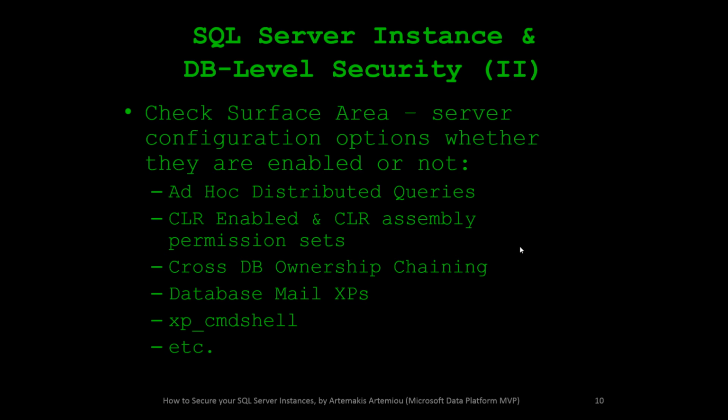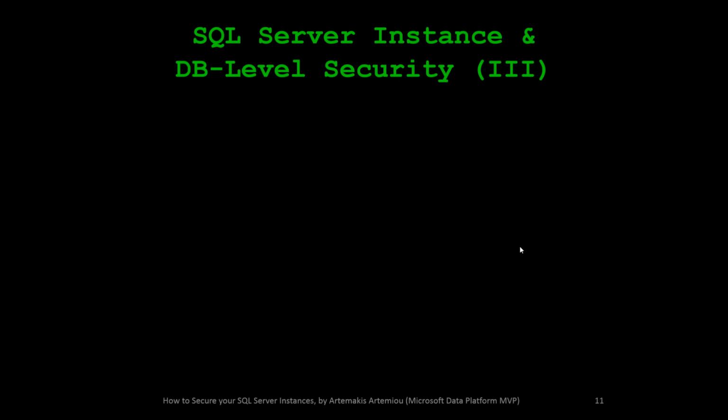Then you need to check the surface area of SQL Server. That is server configuration options, whether they're enabled or not. For example, you need to check if ad hoc distributed queries is enabled or not, CLR enabled, and if it is enabled, then the CLR assembly permission sets for your assemblies. For example, if you need to enable CLR, then at least you need to set the safe CLR assembly permission set for your assembly. Then you need to check for the cross DB ownership chain setting, database mail XPs, XP_CMDSHELL, and so on. There is a list of server configuration options which you need to check.